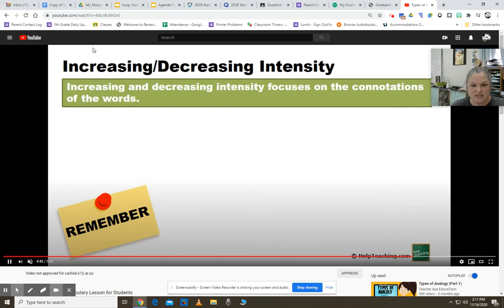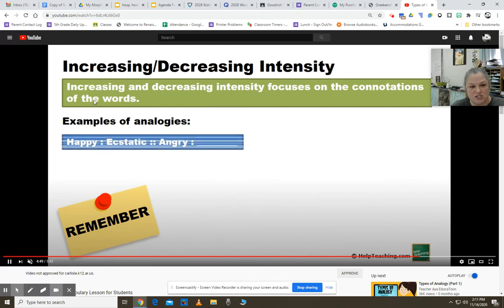Increasing and decreasing intensity focuses on the connotations of the words. So happy is to ecstatic as angry is to enraged. Normally when you think of someone who's happy, they're just happy. When you think of ecstatic, they're super happy. Same thing with angry. I can be angry or I can be enraged. So each one of those increases the intensity of that feeling.